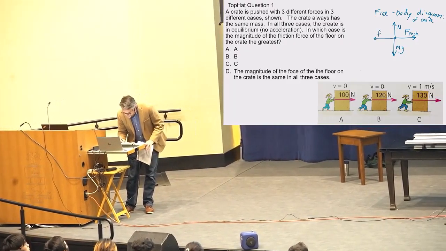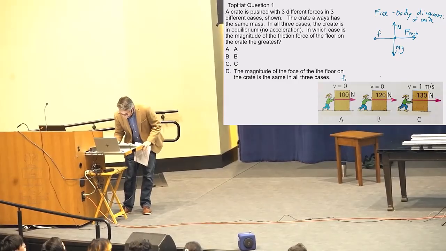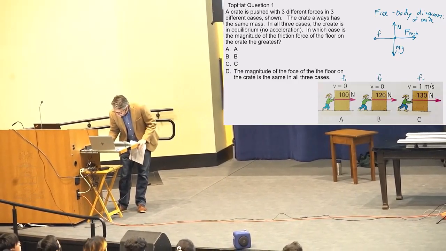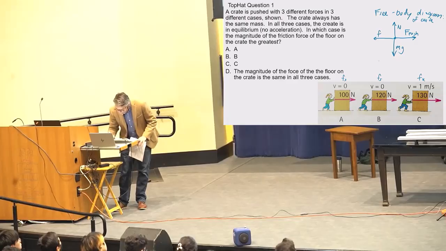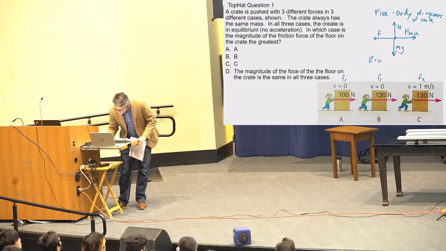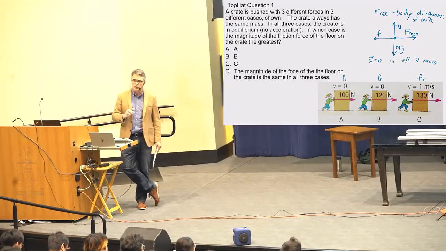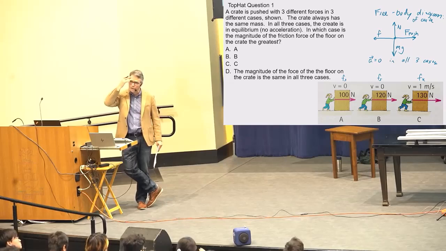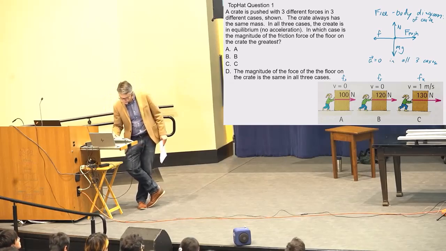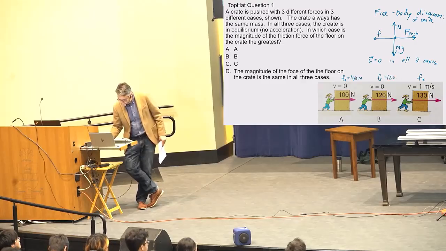And it actually is F sub S in this case, F sub S in this case, and F sub K in this case. But the acceleration is 0 in all 3 cases. And so I think that in all 3 cases, the frictional force equals the pushing force. So this has got F sub S equal to 100 newtons. This has got F sub S equals 120 newtons. And this has got F sub K is 130 newtons.